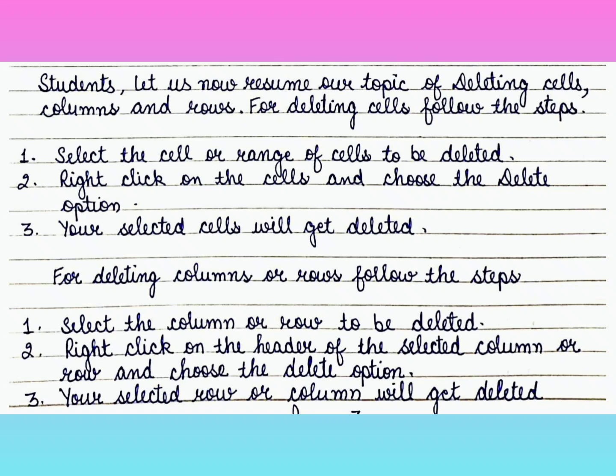For deleting columns or rows, follow the steps. Number 1. Select the column or row to be deleted. Number 2. Right-click on the header of the selected column or row and choose the delete option. Number 3. Your selected row or column will get deleted.